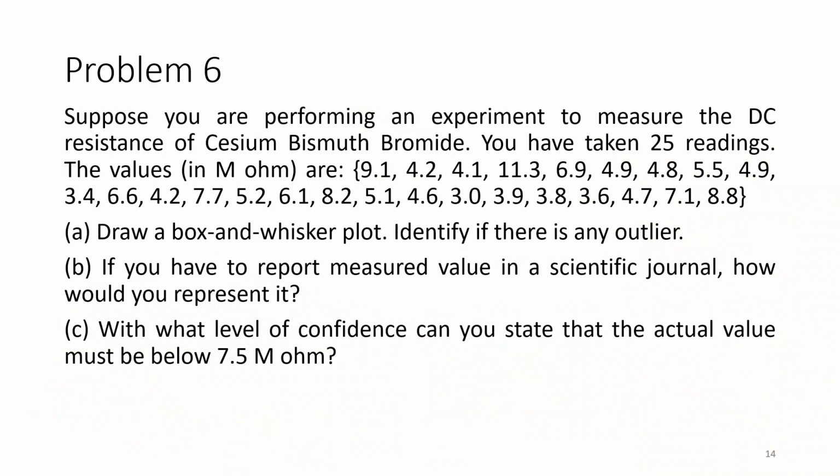Suppose you are performing an experiment to measure the DC resistance of cesium bismuth bromide. You have taken 25 readings. The values in mega ohm are these. You have to draw a box whisker plot. Identify if there is any outlier. If you have to report the measured value in a scientific journal, how would you represent it? With what level of confidence can you state that the actual value must be below 7.5 ohm?